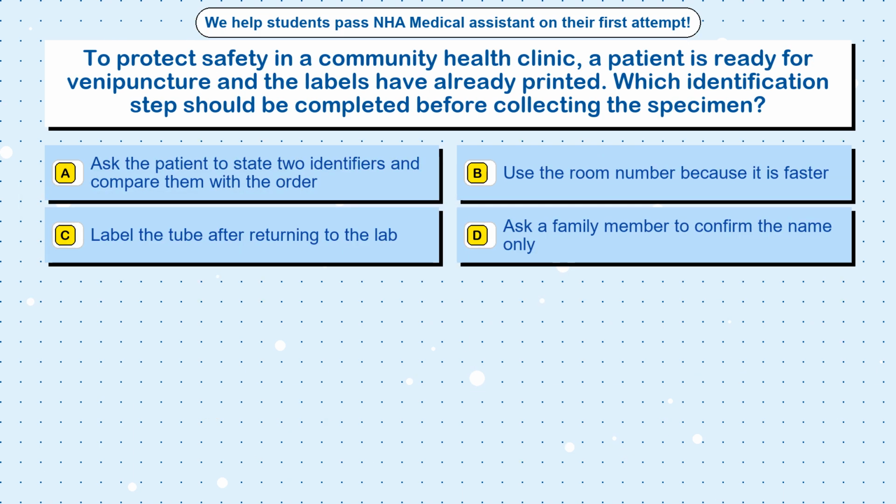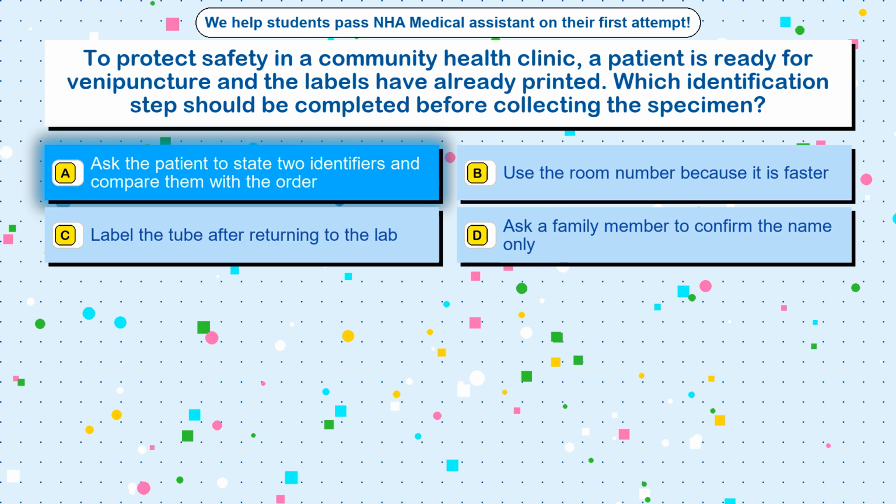Question 79. To protect safety in a community health clinic, a patient is ready for venipuncture and the labels have already printed. Which identification step should be completed before collecting the specimen? Option A. Ask the patient to state 2 identifiers and compare them with the order. Option B. Use the room number because it is faster. Option C. Label the tube after returning to the lab. Option D. Ask a family member to confirm the name only. The correct answer is option A.